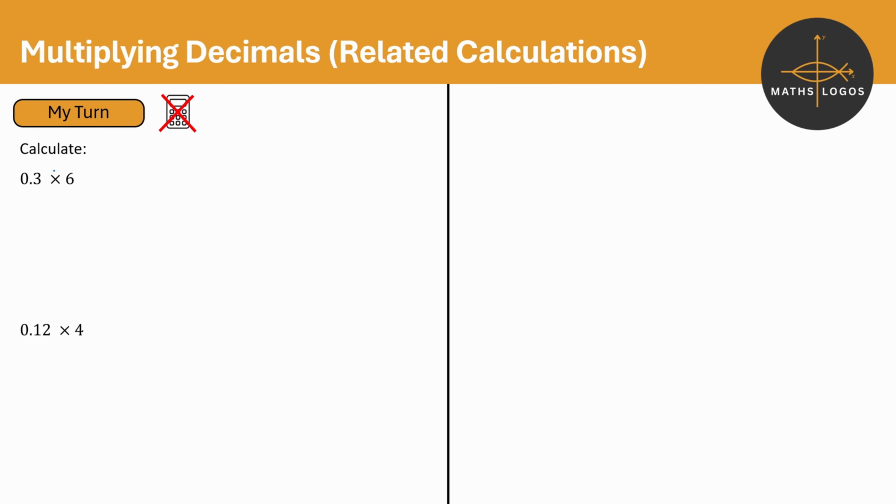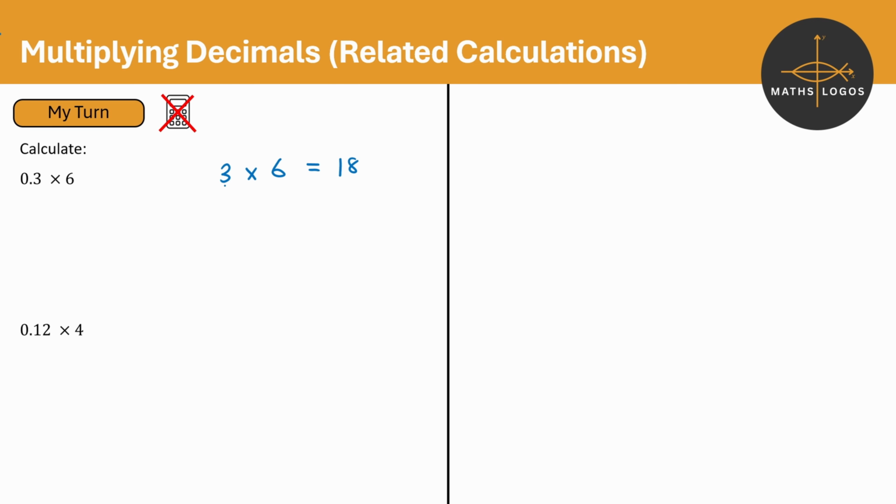So let me just explain what I mean by a related calculation in the context of this first question. Here we have 0.3 multiplied by 6. What I can spot is that this calculation is similar to the calculation 3 multiplied by 6. And I know the answer to that, it's 18.